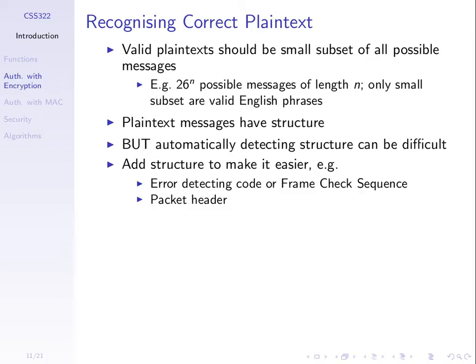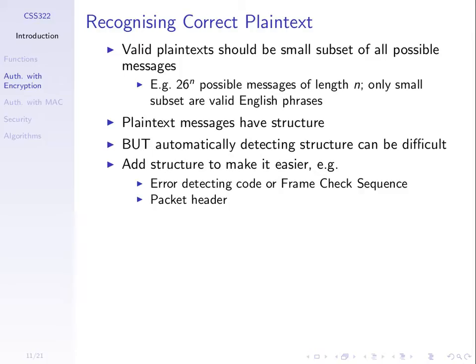And there are different ways to do that. Some things are built in. For example, if our message is actually a network packet, like a TCP segment, TCP segments have some structure in the header. They have fields which are always present, so we can use that to recognize. So some things have structure present. If they don't, we add some structure like an error detecting code or a frame check sequence. And you have seen these in different computer applications. Add some extra bits such that when we get the plain text, we can use those extra bits to confirm that this plain text is indeed the original plain text.